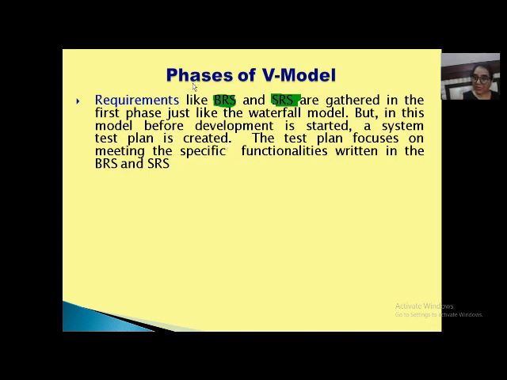On the right hand side of the model, we start with the creation of the test plans so that it can be validated side by side. So it is very important that the test plan is created here side by side. The test plan focuses on meeting the specific functionalities written in the BRS and SRS. Whatever is written in the business requirement specification as well as in the system requirement specification must be met.